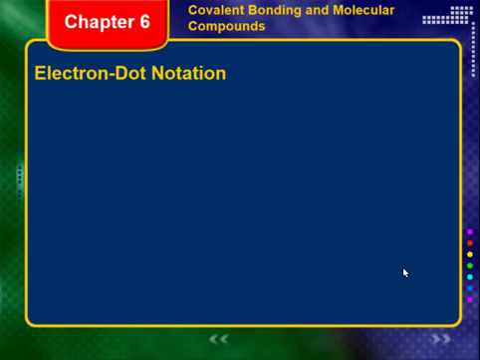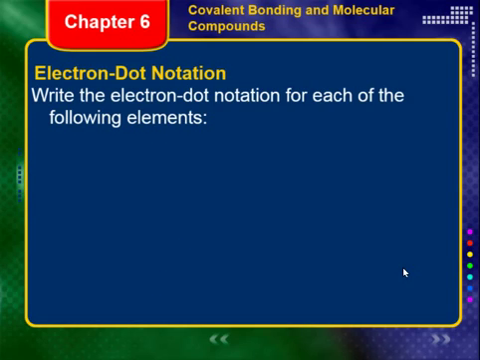So moving forward, let's see if we can try one. Write the electron dot notation for each of the following elements. Now I have 6 elements here. Go ahead and press pause, and we'll see what we can do here.